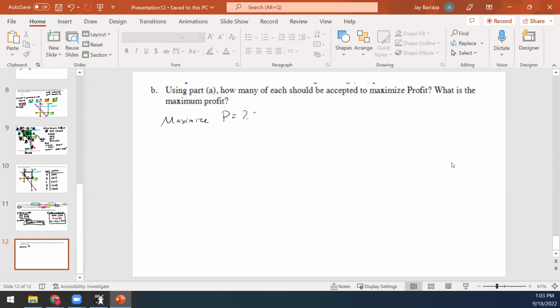P equals 250X plus 750Y, given that X plus Y is less than or equal to 60, 6X plus 30Y is less than or equal to 600, and then X has to be greater than or equal to 0 and Y has to be greater than or equal to 0. So those are my constraints.